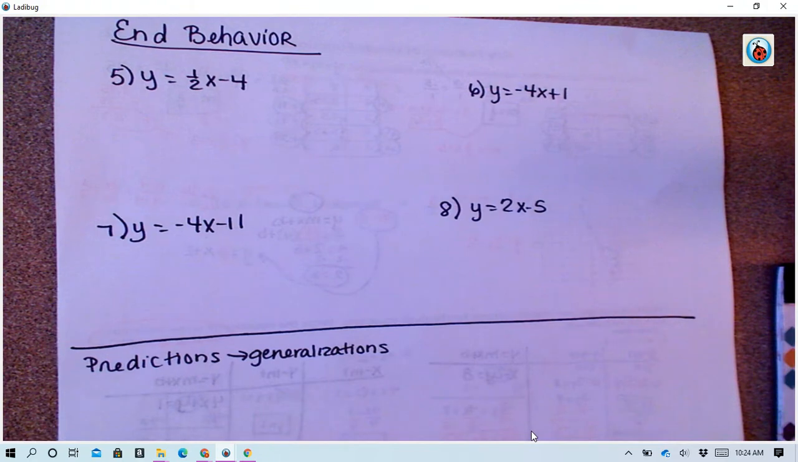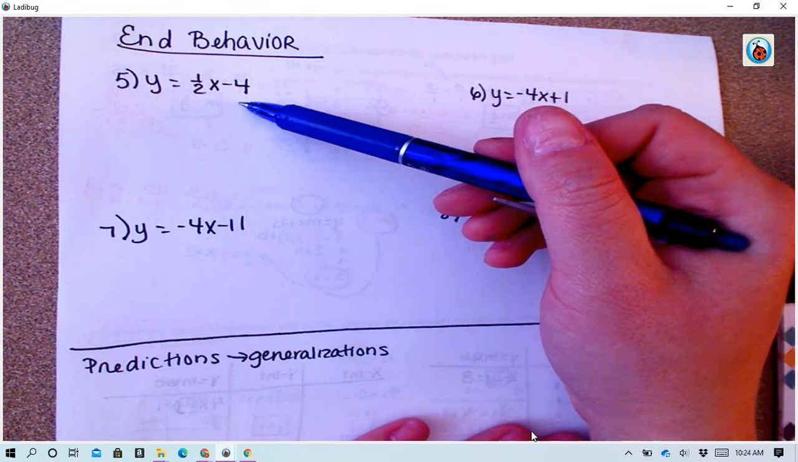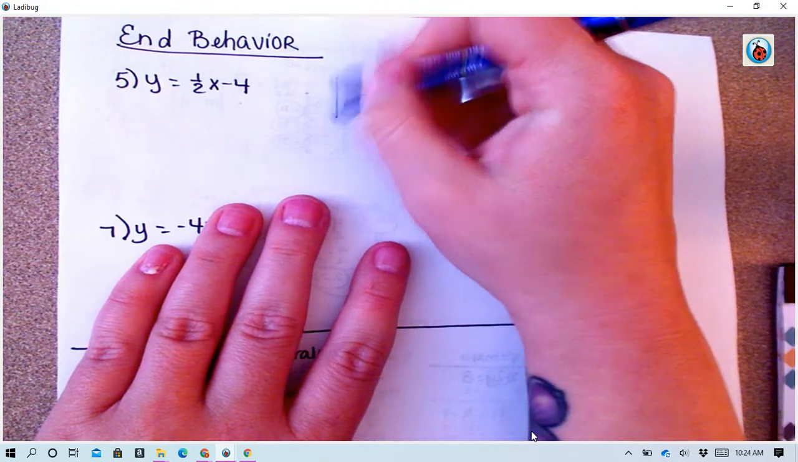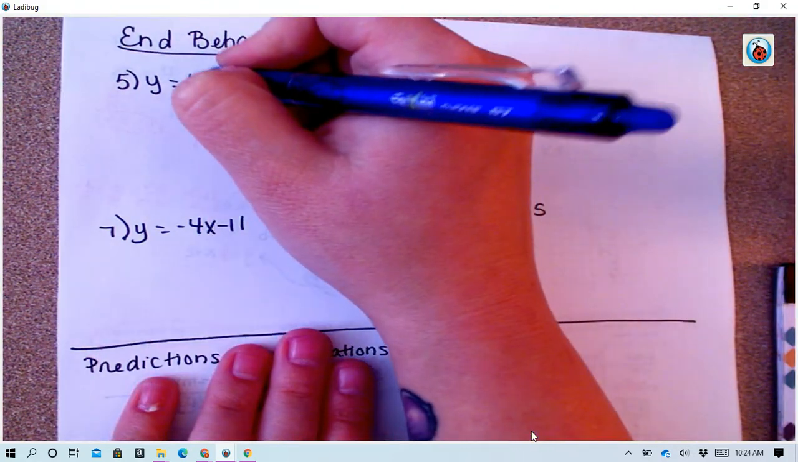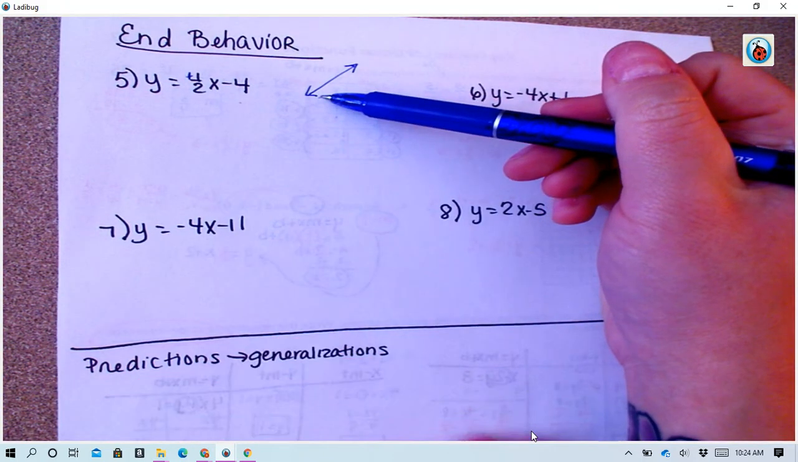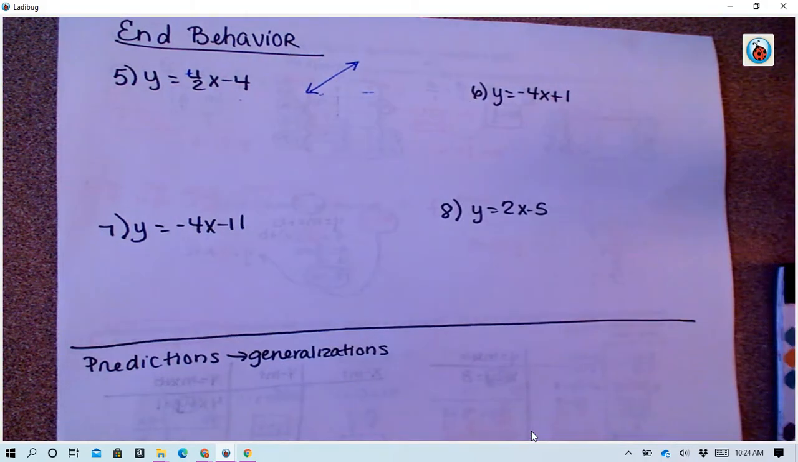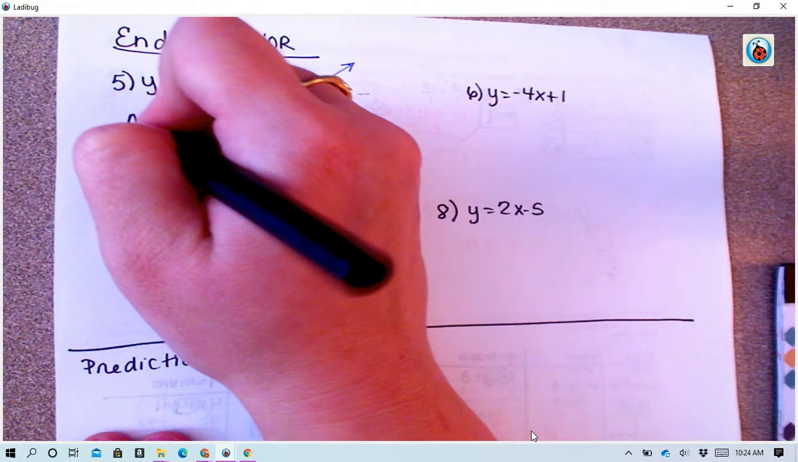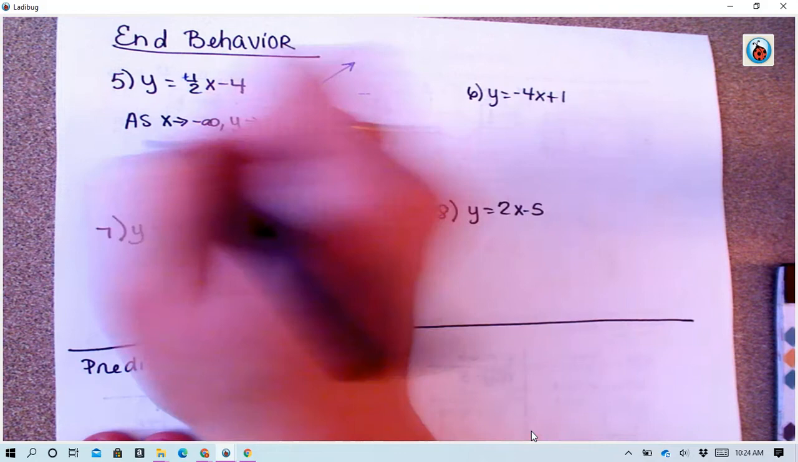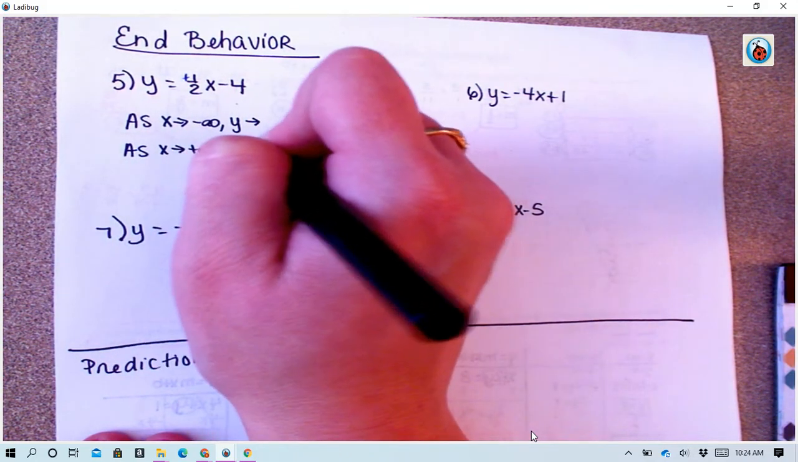Okay, so number 5. If I asked you to sketch that graph, you would not need a set of x and y axes. A sketch, show me what it looks like. Well, it's a positive slope, so you know it's going to go like this. Perfect. If you can just sketch what it looks like, that's all you need to know to be able to state your end behaviors. So end behavior, as x goes to -infinity, y goes to blank, and as x goes to +infinity, where does your y go?